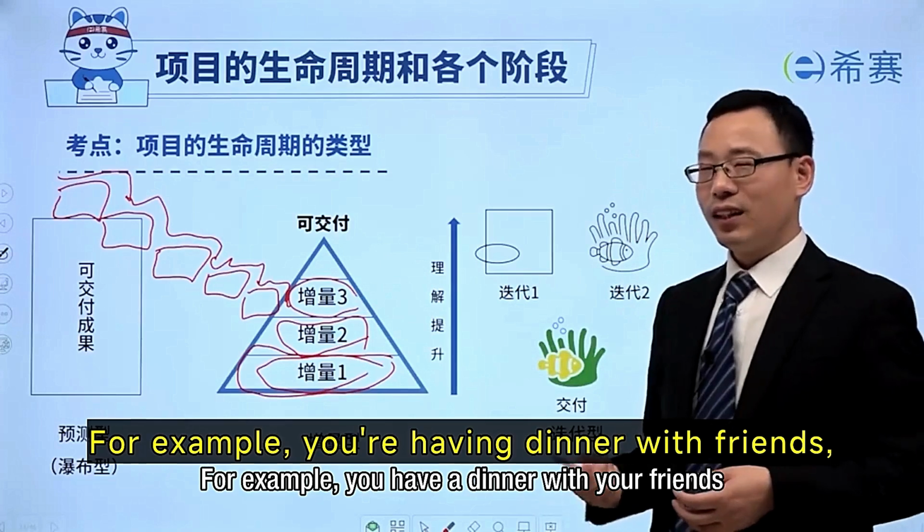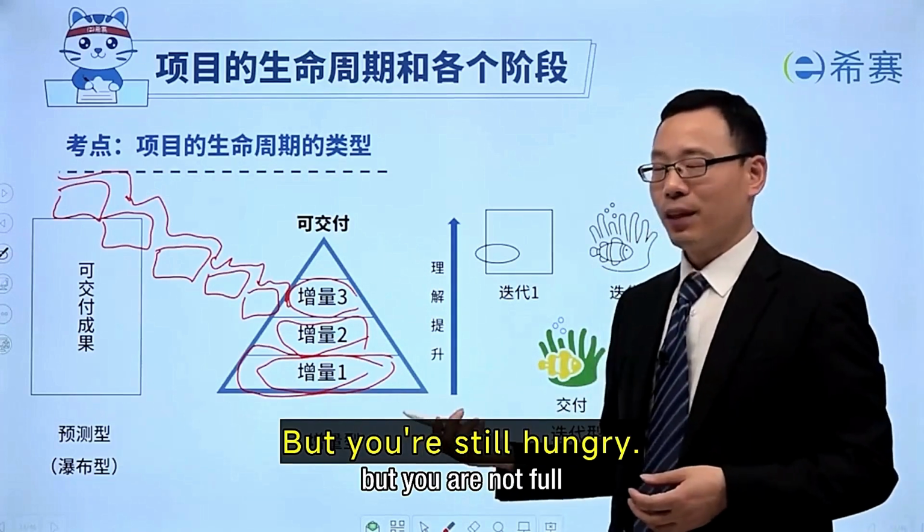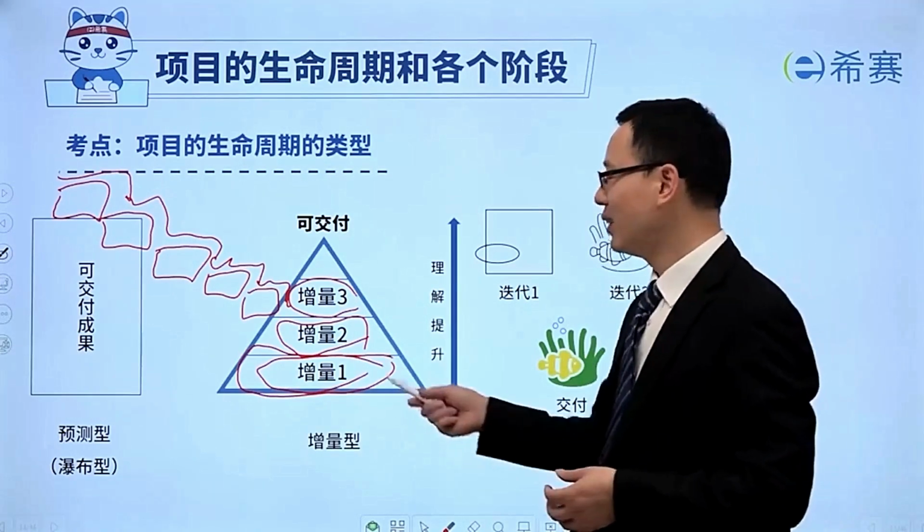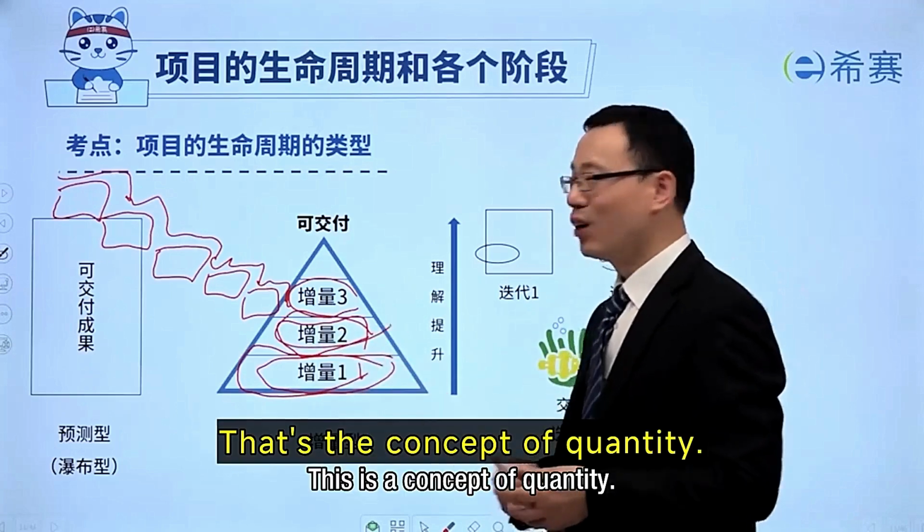For example, you're having dinner with friends, and you order 5 dishes. But you're still hungry. So you order another dish. And the owner brings you one. That's the concept of quantity.